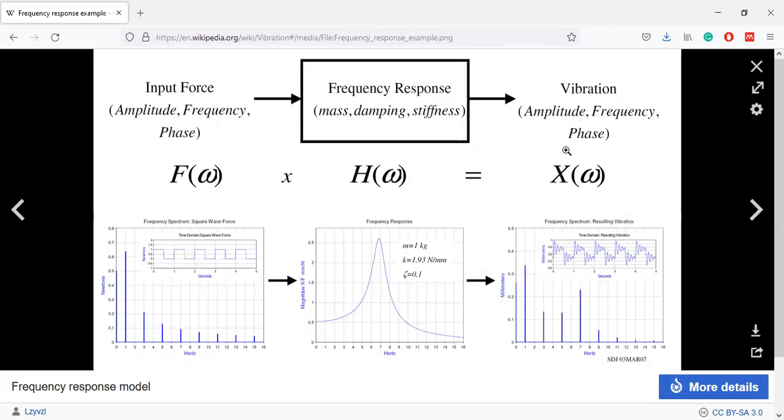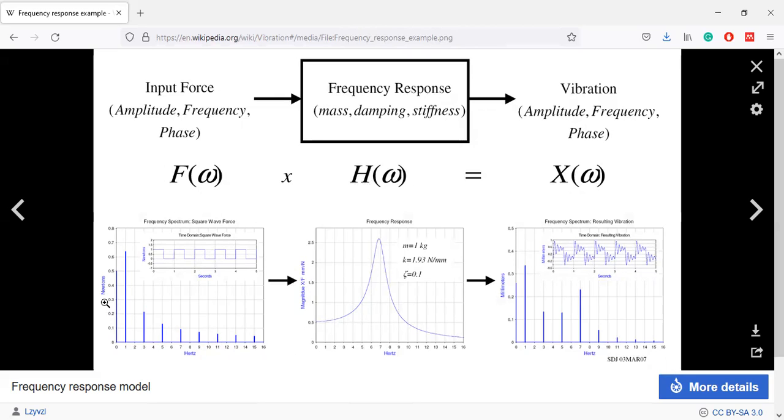That is, X of omega is the output, F of omega is the input, and the system contains this H of omega. So this is the frequency response model. For some mass of 1 kg, K 1.93, zeta 0.1, we can see this distribution for the magnification factor X over F and the frequency in hertz.